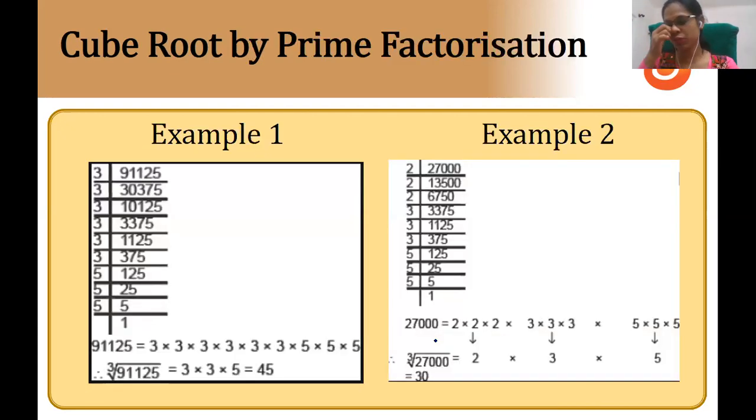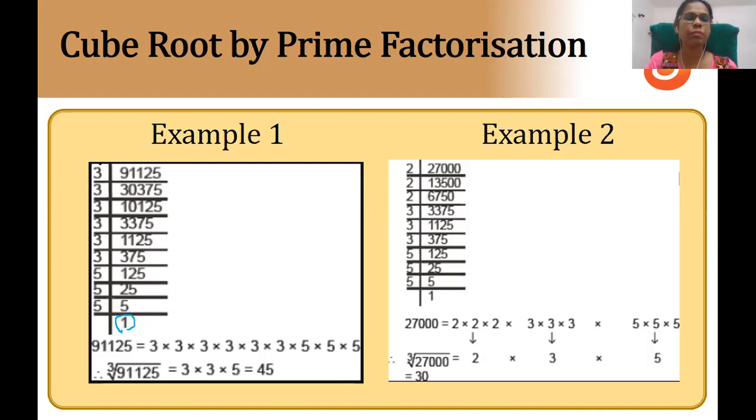Now we'll find out how to find the cube root by the prime factorization method. There are 2 methods of finding cube roots. The first is the prime factorization method, and the second is the long division method. We'll discuss them one by one. Here we have found the prime factorization of the number 91,125. With the help of prime factorization, we got the numbers 3, 3, 3, 3, 3, 3, 5, 5, 5, and 1. Anyway, 1 we won't consider much.